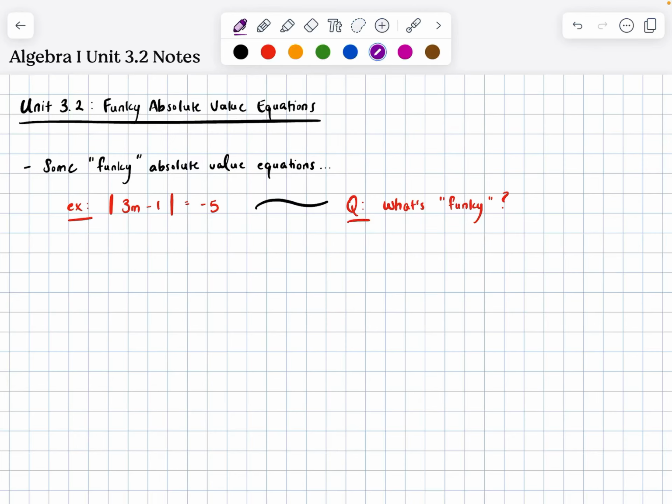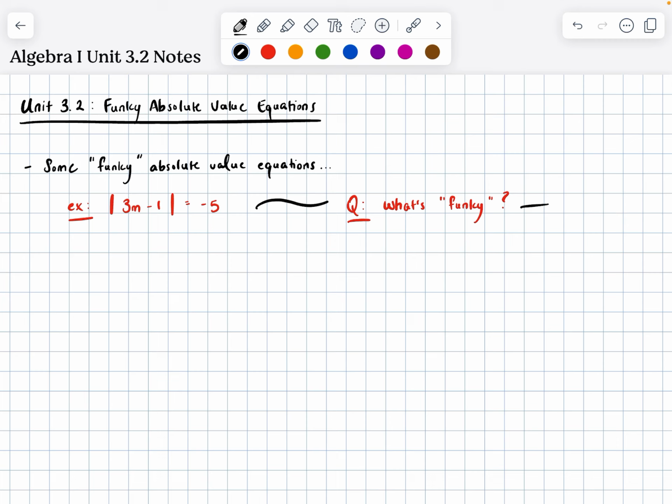For example, take a look at this guy. The absolute value of 3m minus 1 is equal to negative 5. Now, immediately alarm bells should be going off for you. Why is that? What about this is weird? What's funky? 10 seconds, pause the video. Go. Alrighty, well, hopefully you caught it.